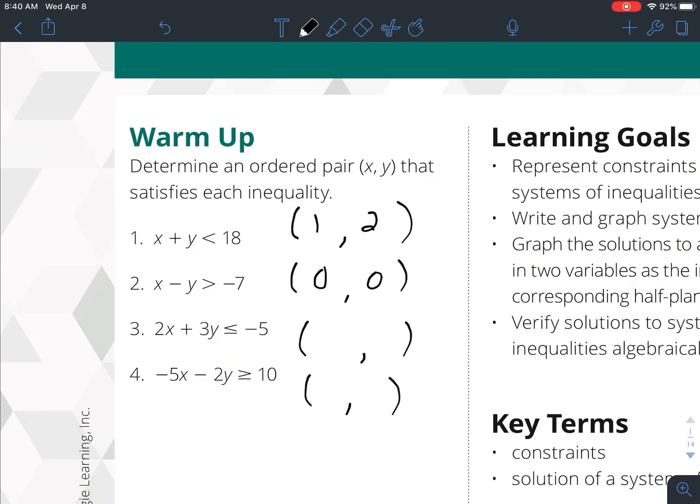2x plus 3y is less than or equal to negative 5. So a problem I'm going to do, let's see if this one works. 2 times negative 1 plus 3 times negative 1. So we know 2 times negative 1 is going to give us negative 2. 3 times negative 1 is going to give us negative 3. Negative 2 plus negative 3 gives us negative 5. And we said this can equal negative 5 as well. So negative 1 works.